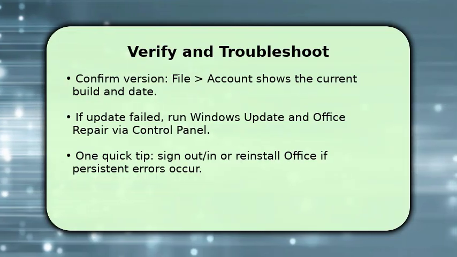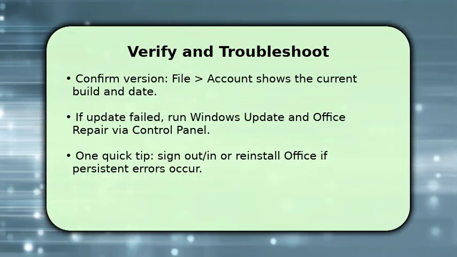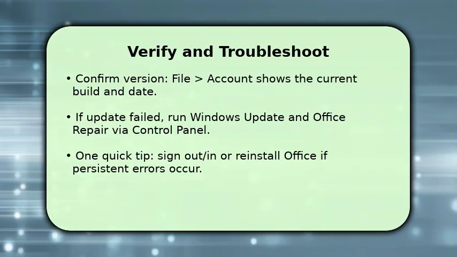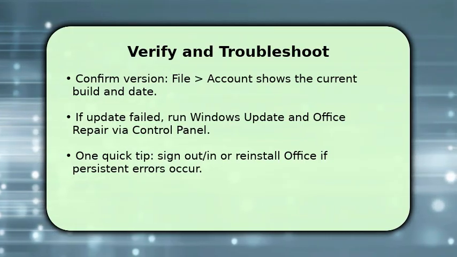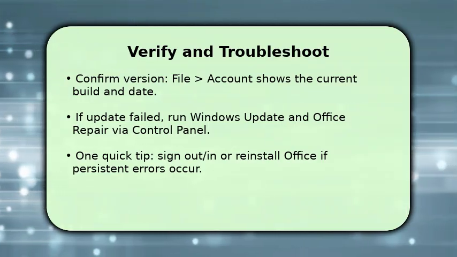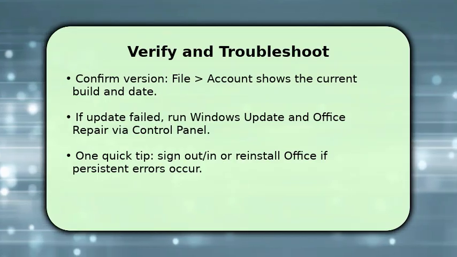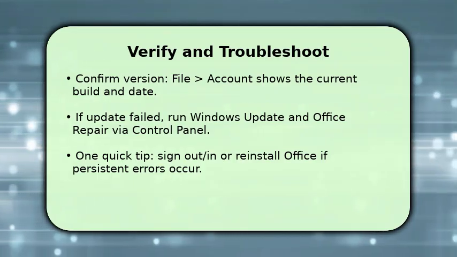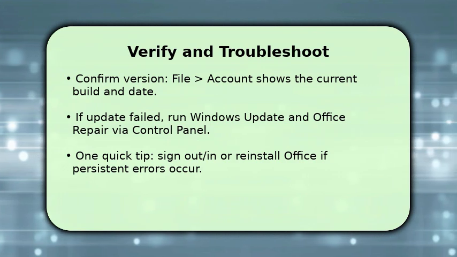If the update failed, run Windows Update, then use Programs and Features to select Microsoft Office and choose Quick Repair. If that does not help, try Online Repair. Make sure to sign out and sign back into Office. This often resolves activation or sync issues. Use Reinstall only as a last resort.